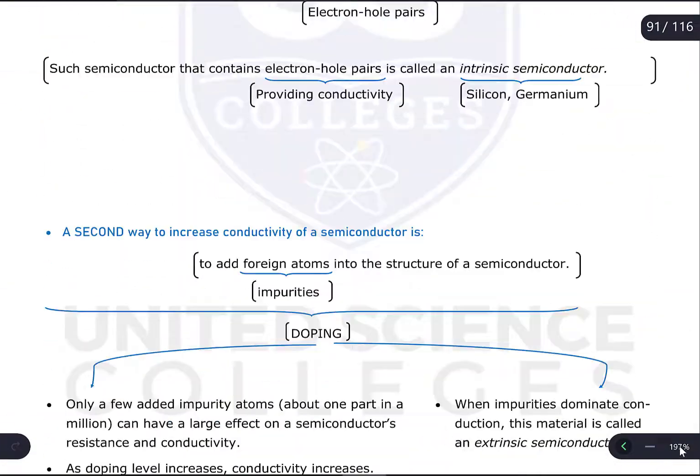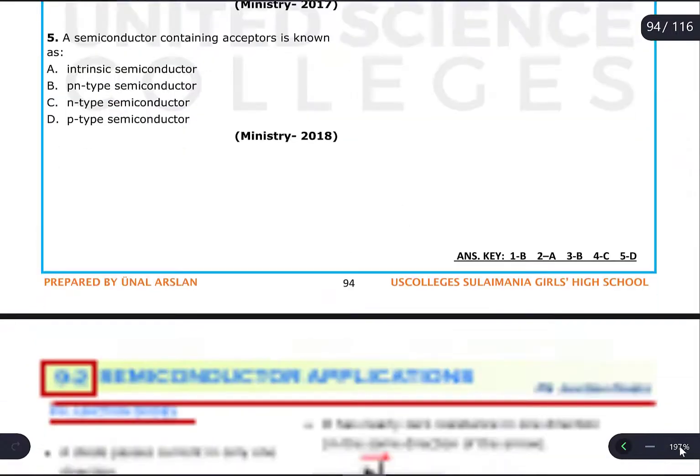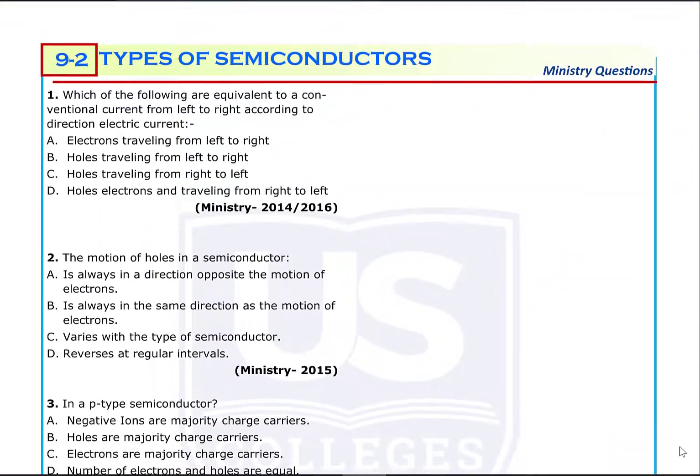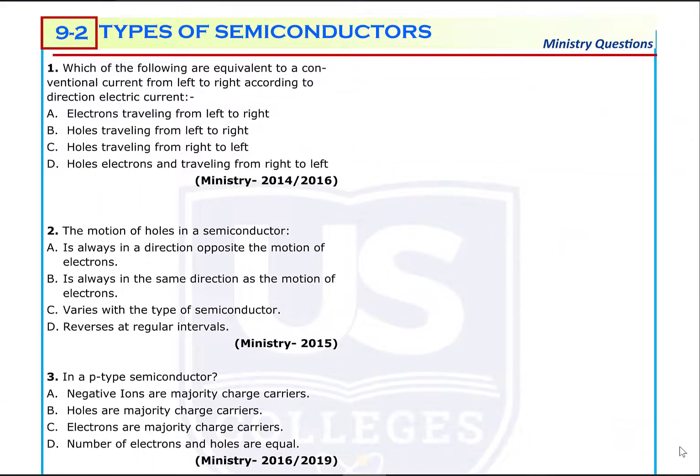Now let's continue with the multiple choice questions about section 2, which is about the types of semiconductors. Question number 1, which of the following are equivalent to conventional current from left to right? So electric current from left to right. Electrons traveling from left to right. No, if electrons are traveling from left to right, electric current must be in the opposite direction, from right to left, so this is not the correct answer.